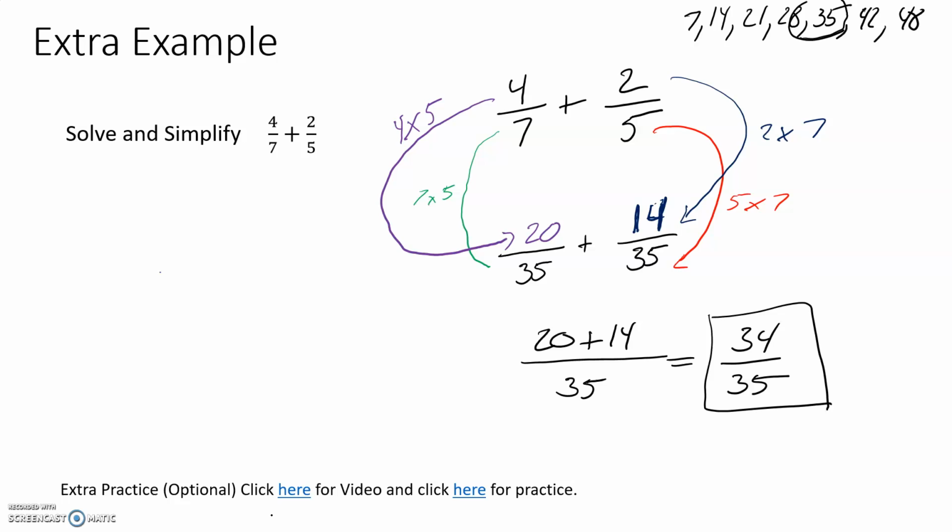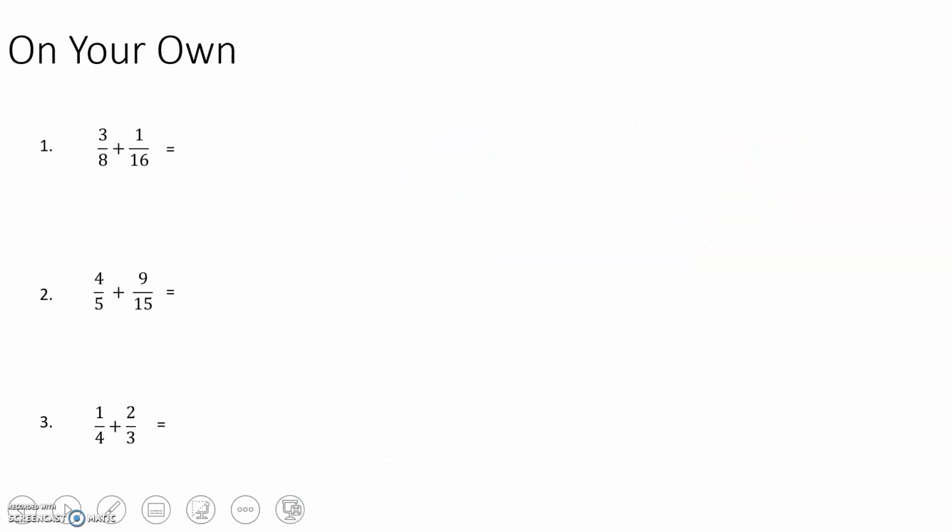So if you would like the extra practice, go ahead and do so. Click here for the video. Click here for some practice problems. Go ahead and pause the video when you're ready. Start the on your own section. Once you're finished with the problems, go ahead and resume the video. All right, so pause in 3, 2, 1.